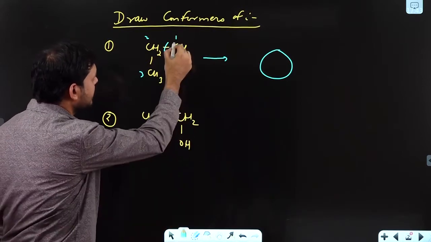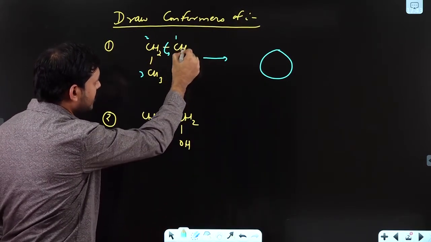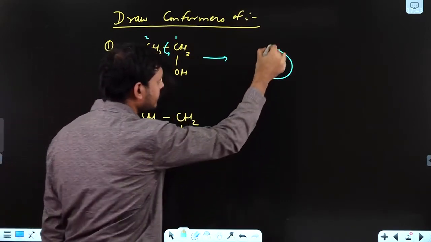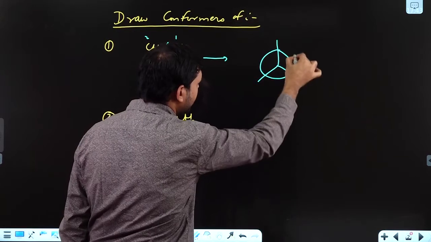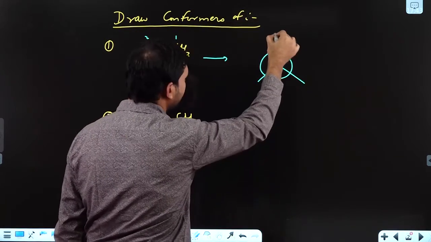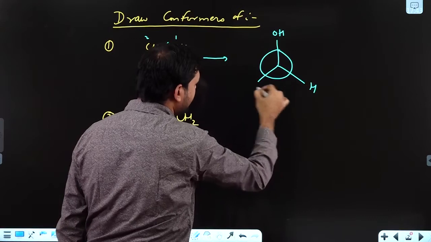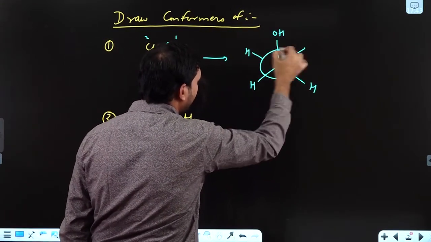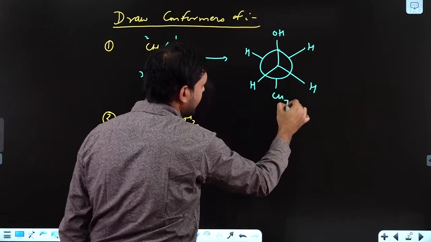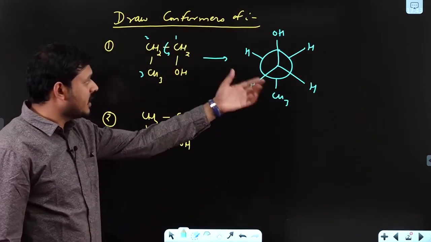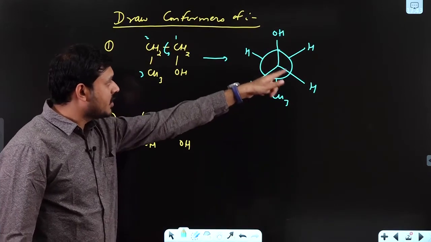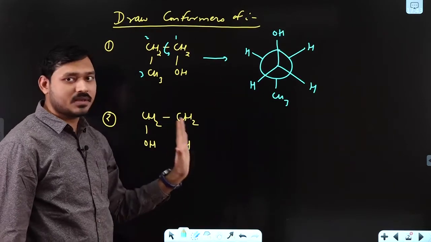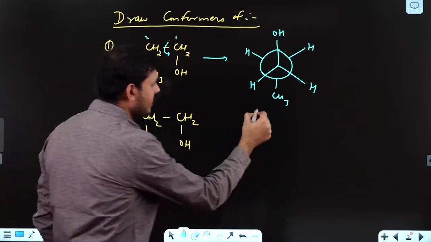Now from C1 it has 2 hydrogens and 1 OH, and on C2 it has 2 hydrogens and 1 CH3. The possible cases: I am drawing the front carbon like this, having 1 OH and 2 H. The back carbon has 2 hydrogens and 1 CH3. So this is the perfect structure, and this one is the staggered form.